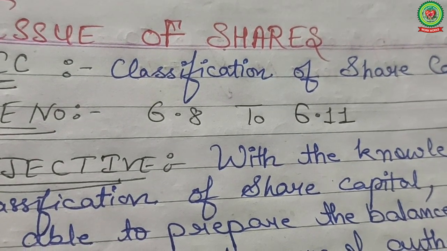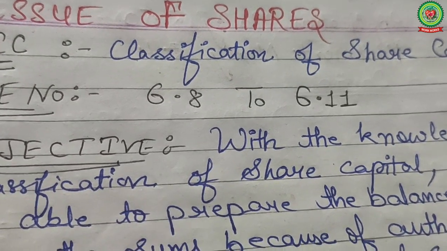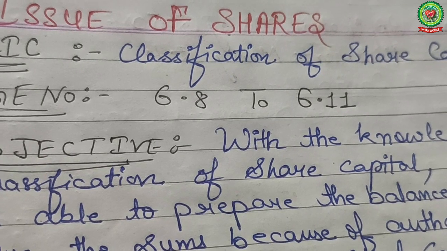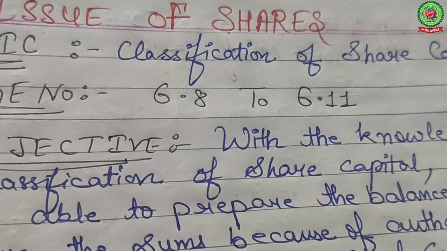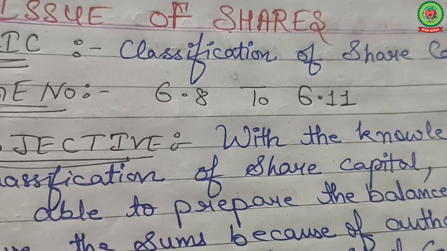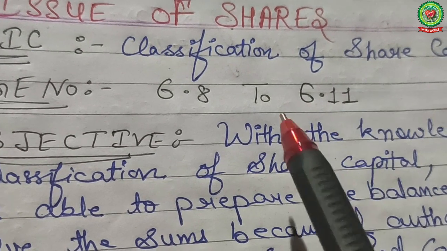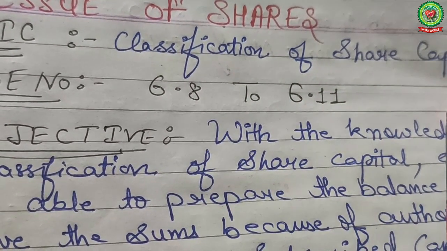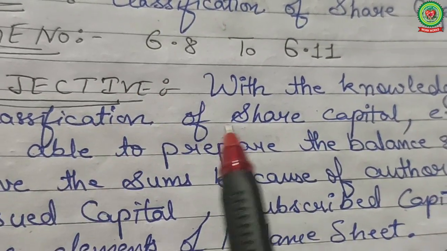So yesterday we started one chapter, issue of shares, and the topics covered were, first of all, joint stock company, the objectives and meaning of share, meaning of capital, and also classes of shares. Today's topic is classification of share capital. Okay, and page number 6.8, objective.